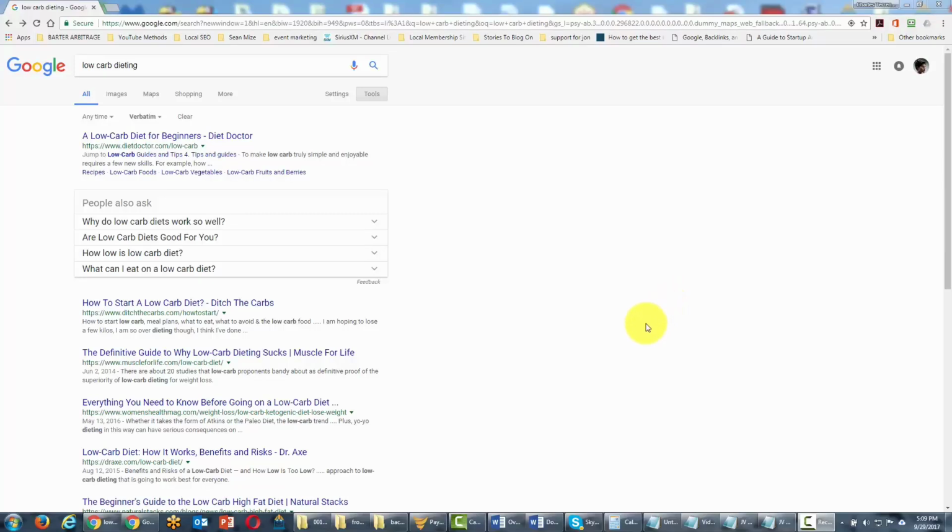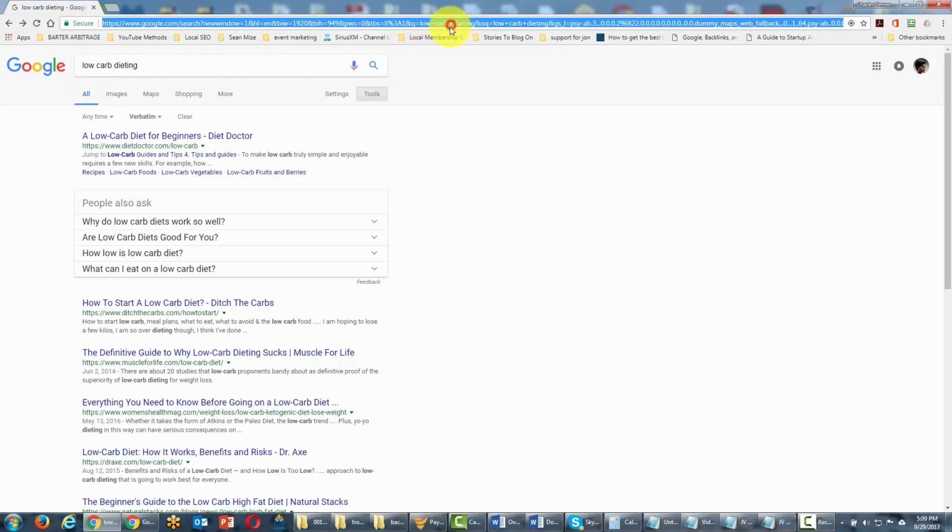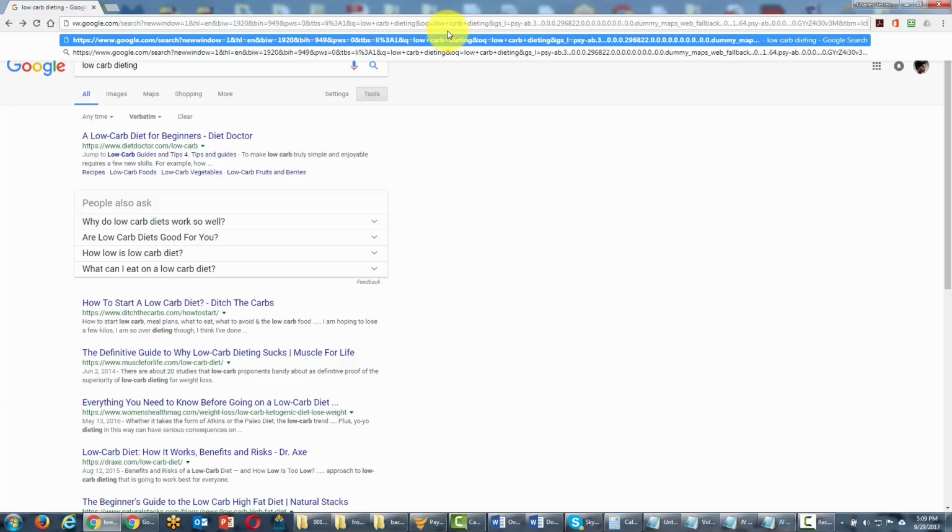Now, it may be that we want to find out if there is any local activity around our keyword. In this particular case, our keyword is low carb dieting. So what we want to do is go to the URL, hit Control End, come all the way to the end, and then put in another search parameter to append our URL. You'll see that URL is &tbm=lcl.